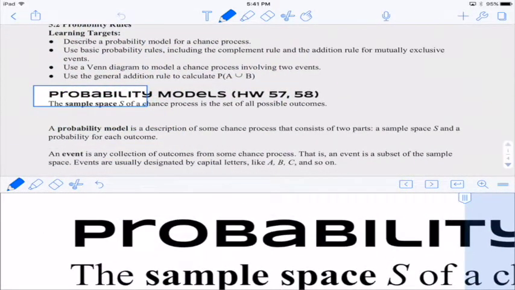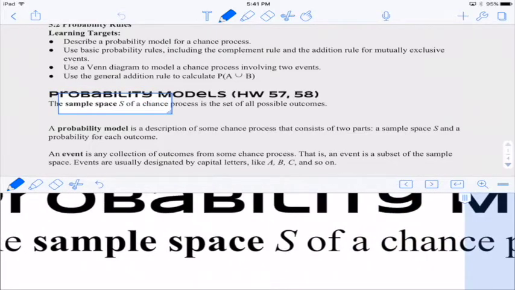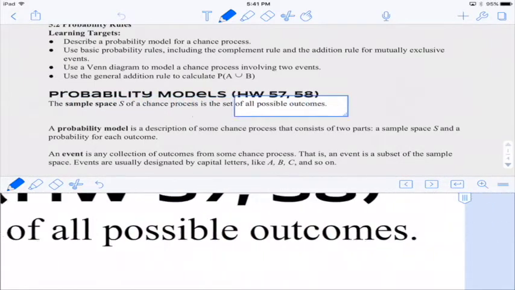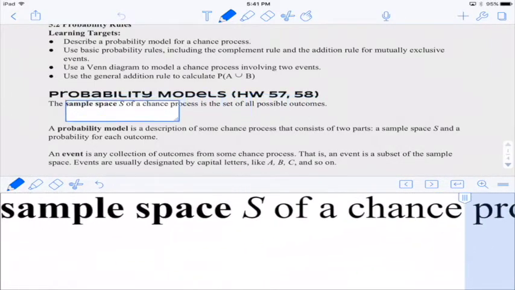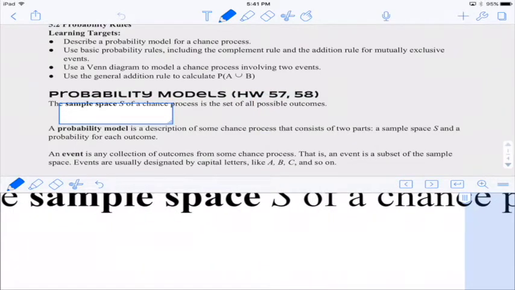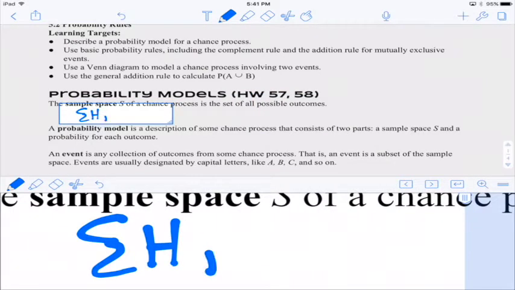So we have the sample space. S is the name of the sample space, but we can use any sort of name. The sample space of a chance process is the set of all possible outcomes. So if we were to flip a coin, our sample space would be heads, tails.